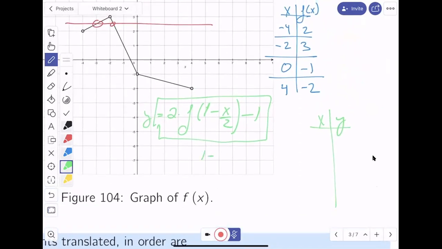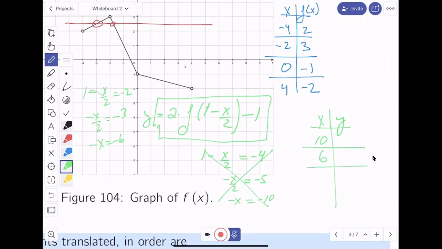Well, when does 1 minus x over 2 equal minus 4? I got to solve that. Minus x over 2 would be minus 5. Minus x equals minus 10, or x is 10. That's done. Let's do the next one. 1 minus x over 2 is equal to minus 2. Minus x over 2 is minus 3. Minus x equals minus 6, or x is 6. I'll write that down. Let's keep going.